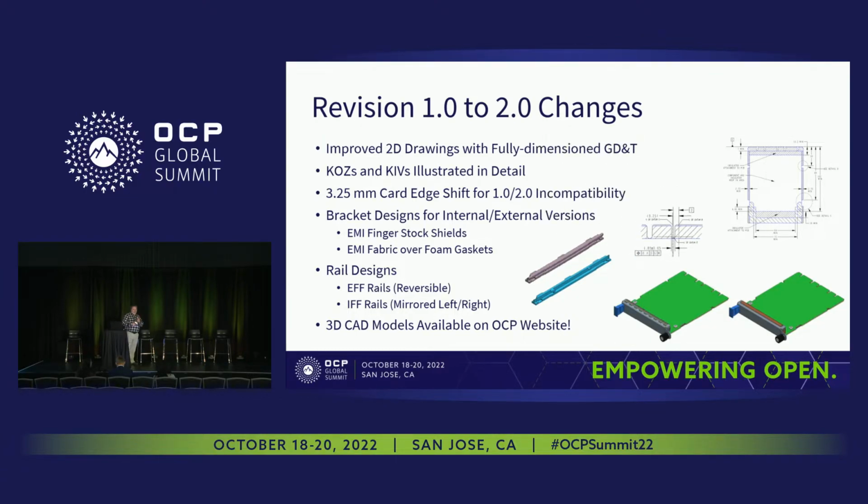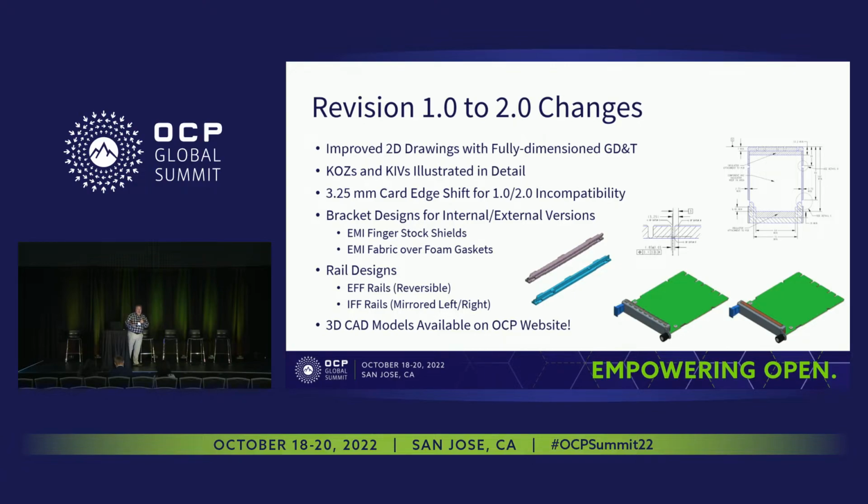We have bracket designs, fully dimensioned out bracket designs for both internal and external versions. They don't have the cutout, so you can customize it how you like. We have EMI fingerstock shields that are designed specifically for this, EMI fabric over foam gaskets, so you can have your choice of whether you want to have continuous fabric, whatever your choice for your chassis is.